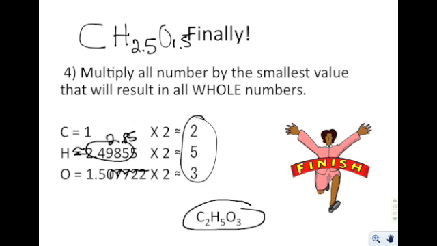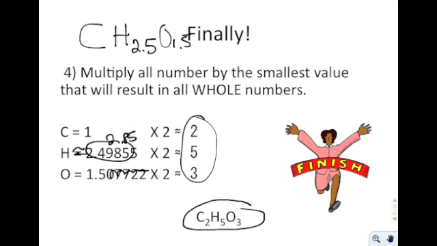Now this is one of those procedures that takes a little bit of time, and you need to be able to say, yeah, it's at 1.5. Is it close enough to 1.5 to count it as 1.5, or do I need to do something else with it? That's one of those things that takes some practice. You need to make sure that you do some problems with this.